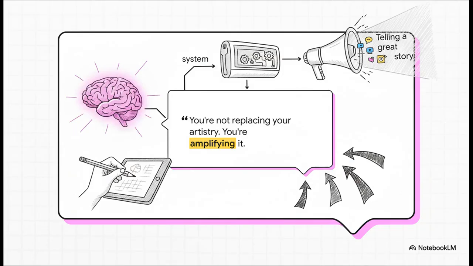And this, right here, is the absolute core of what we're talking about. This isn't some magic button that makes your skills obsolete. No way. This is about a powerful new tool, a system that when you use it the right way, just makes you better. It lets you focus on the part that really matters, telling an incredible story.